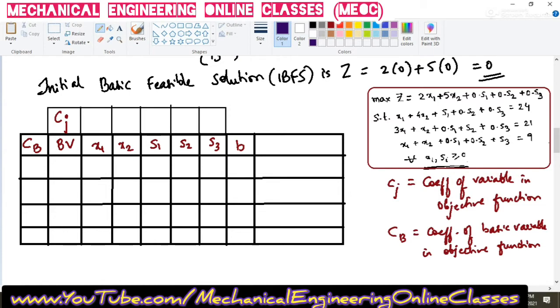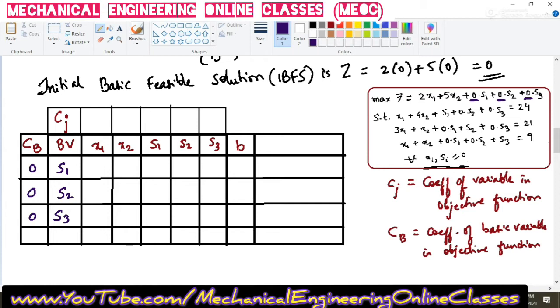CB is the coefficient of the basic variable in the objective function, and CJ is the coefficient of the variable in the objective function. So let us see what it means. CB is the coefficient of the basic variable in the objective function. In the initial basic feasible solution, the basic variables are S1 from the first constraint, S2 from the second constraint and S3 from the third constraint. And their coefficients in the objective function are 0, 0 and 0. So CB for the three basic variables is 0.